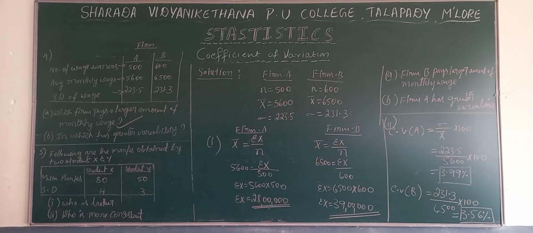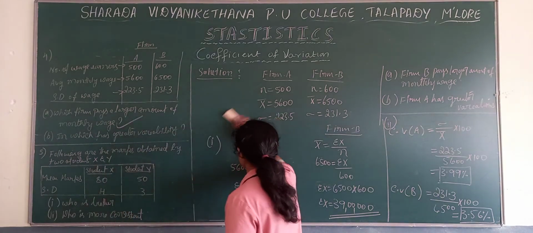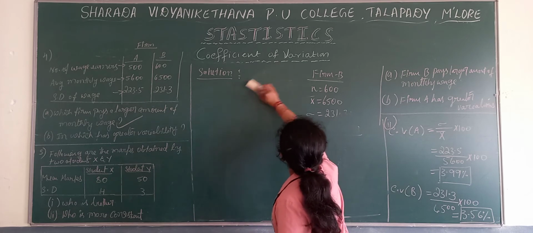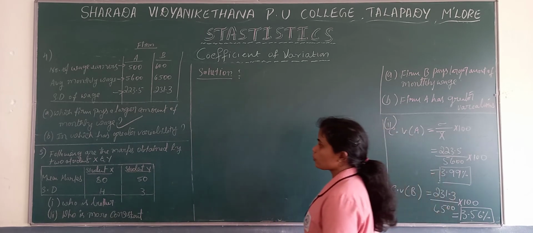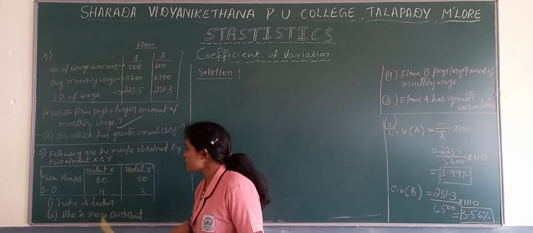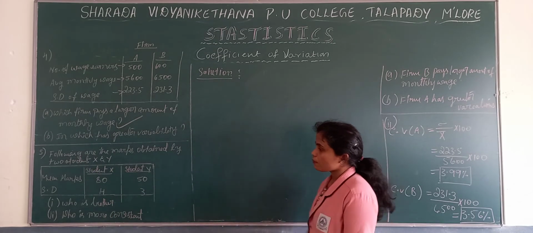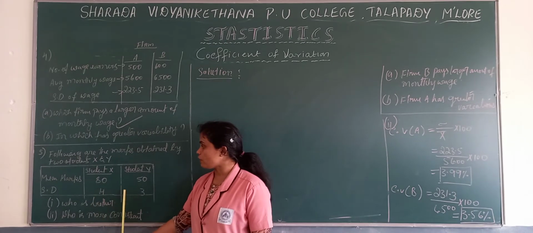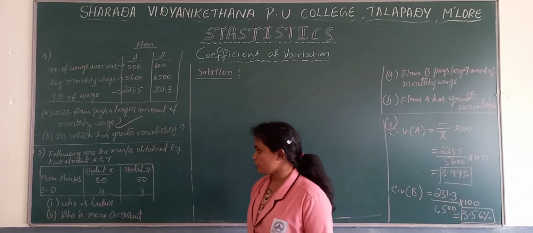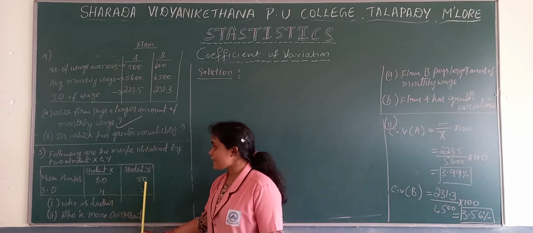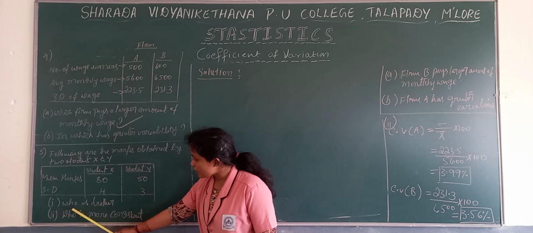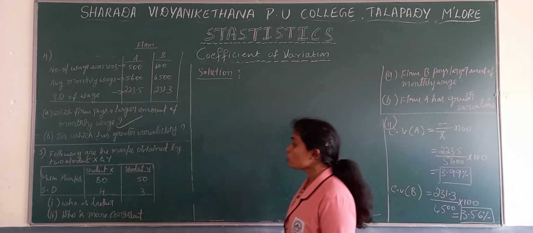Now we have one more problem. We will move to the second problem. Following are the marks obtained by two students X and Y. Here they have given the marks of two students, X and Y, and also their mean marks and standard deviation. So mean, the average x bar, and standard deviation are given, and you have two questions there: who is better and who is more consistent.